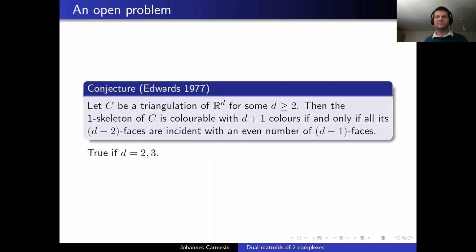And this is a very simple problem, and it can be stated just in terms of graph coloring. So you see a triangulation of R to the D, and now you are interested in the vertex coloring of its one skeleton, just the underlying graph, just the vertices and the edges. And it says that you can color it with D+1 colors if and only if every D-2 face is incident with an even number of D-1 faces.